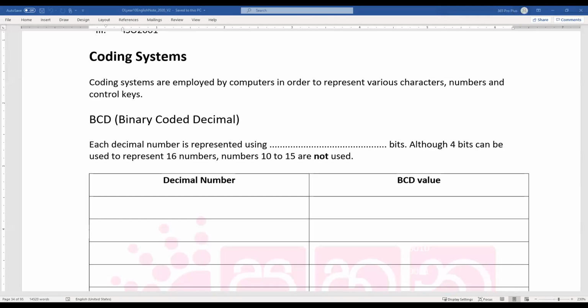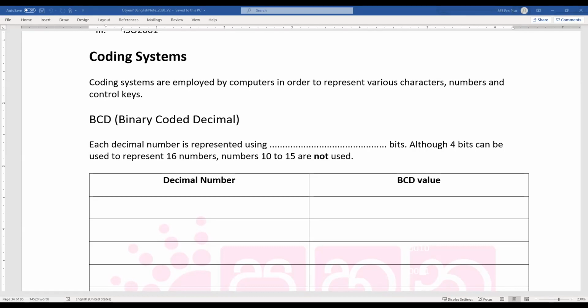So far we have learned how to store numbers, and we also discussed how to put numbers into binary, octal, hexadecimal, and so on. But how about other things like characters? For that, we will use a coding system. A coding system is actually used to represent different characters, even numbers and control keys. Under this, we are going to discuss a couple of coding systems. So let's start with the first one.